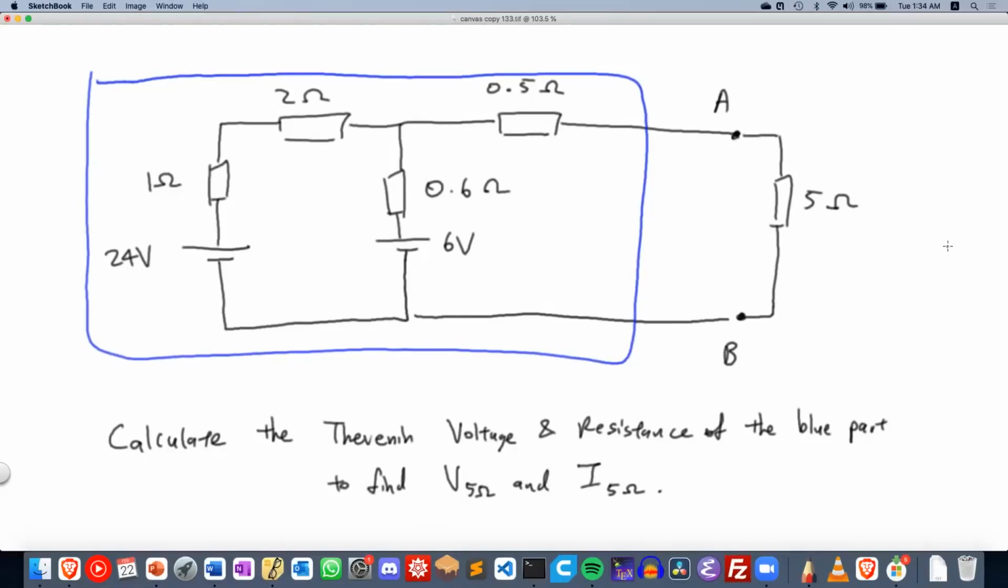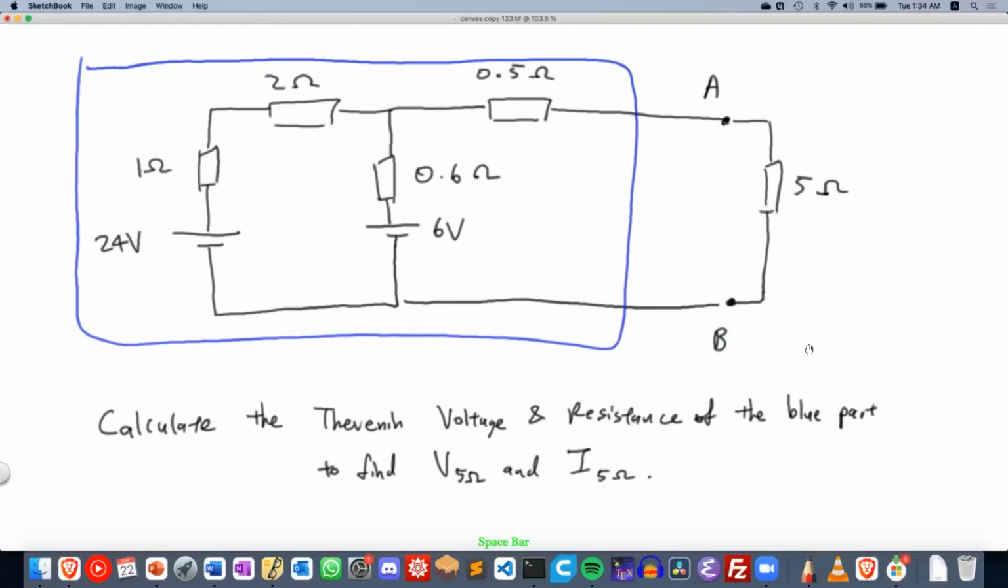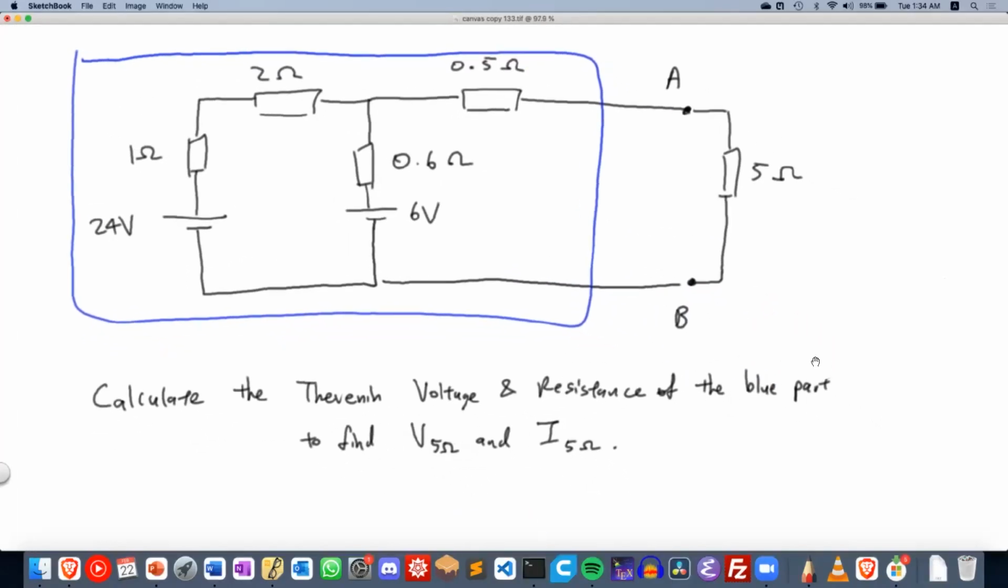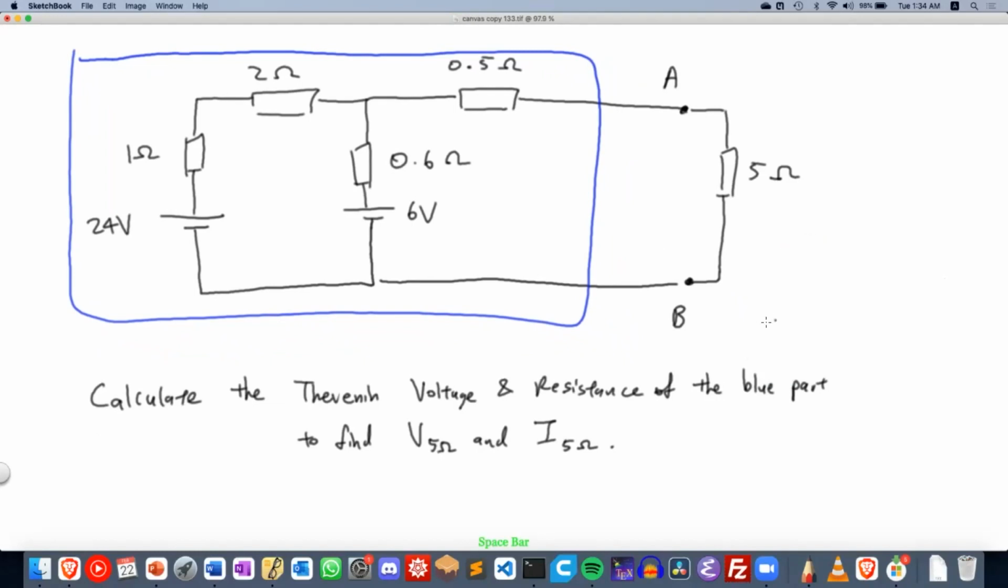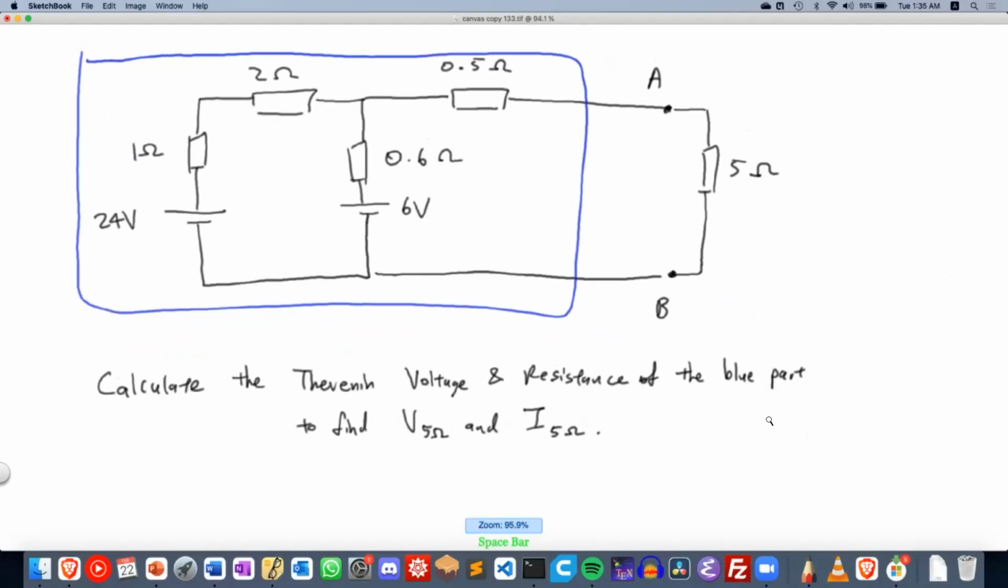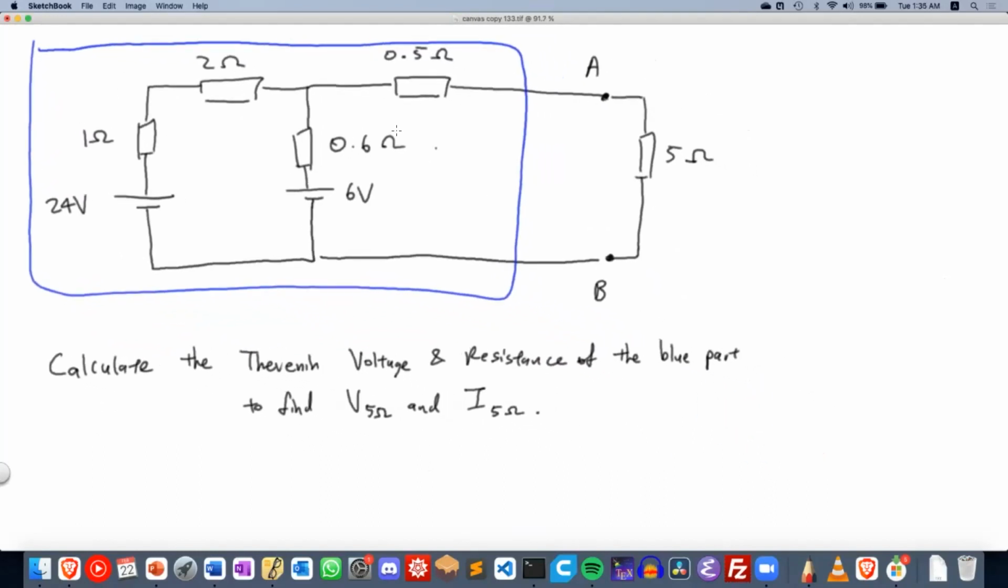Okay, so another question using Thevenin's theorem. In this case, we have two sources inside the Thevenin's box. We are given this circuit and we need to calculate the voltage across the 5 ohm resistor and the current through the 5 ohm resistor. So we can treat the blue part as the part that we're going to apply Thevenin's theorem on.